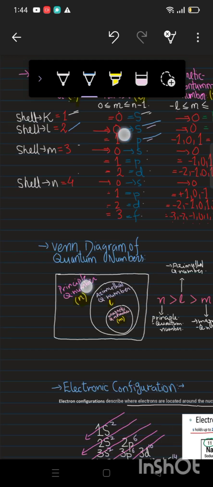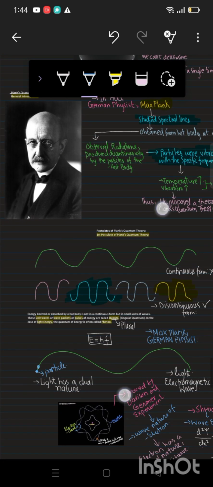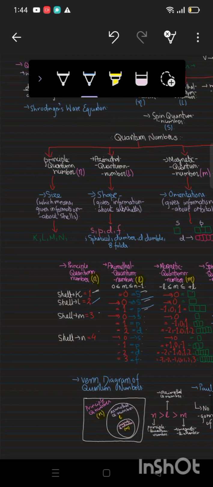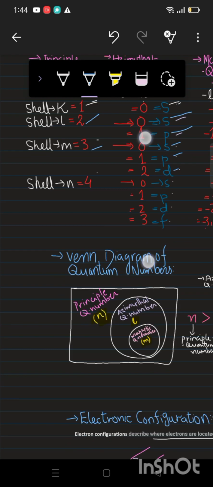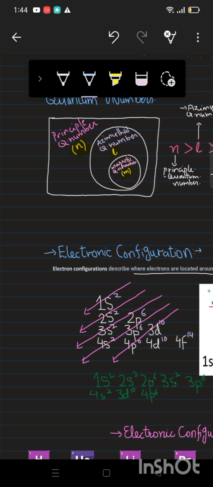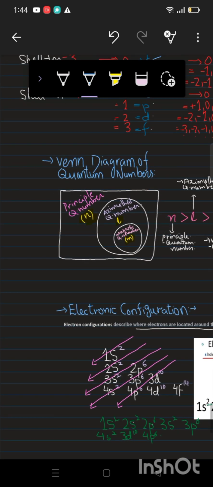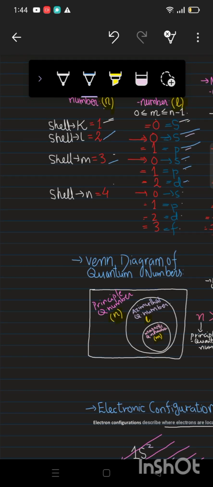Then we moved towards the third one, which we knew will have S, P, D, which means the third shell will have 3 subshells in it. So 3S, 3P, 3D. S holds 2 electrons, P holds 6 electrons, and D holds 10 electrons. These are all the subshells of the third shell. That's why we have written 3 in front of them, on the left-hand side of them.